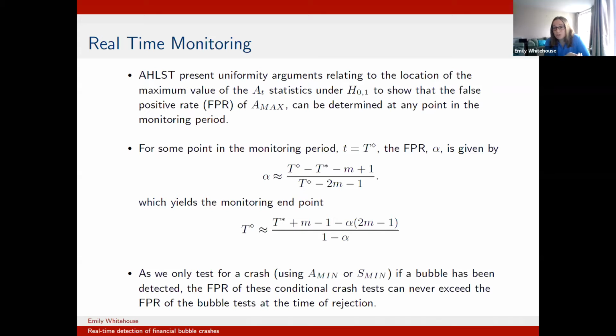In terms of the crash detection, a nice feature about what we're doing is because we're only monitoring for a crash conditional on first finding a bubble, the false positive rate of those crash tests can never exceed whatever the false positive rate was of the bubble test at the time of the rejection. So once we think we're in a bubble, we can monitor for a crash as far as we want into the future, knowing that our false positive rate is capped at some value.